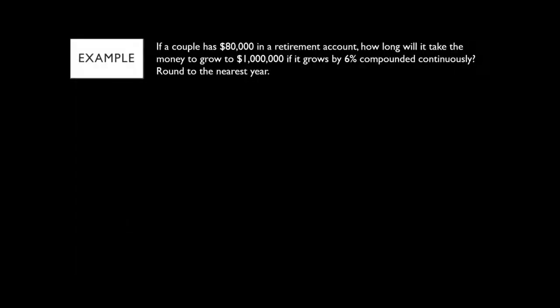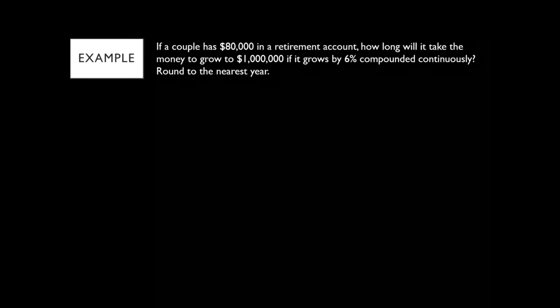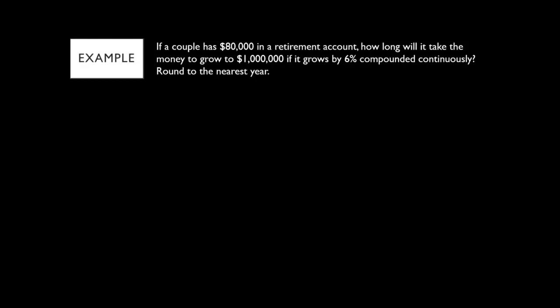So I'm starting out with the compound interest because these are the ones that show up on quizzes and exams. So we've got a problem here. If a couple has $80,000 in a retirement account, how long will it take the money to grow to $1 million if it grows by 6% compounded continuously?